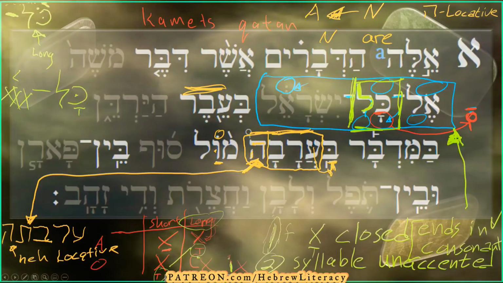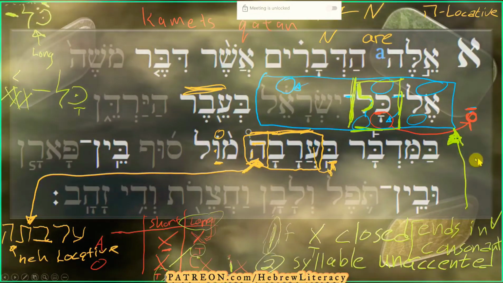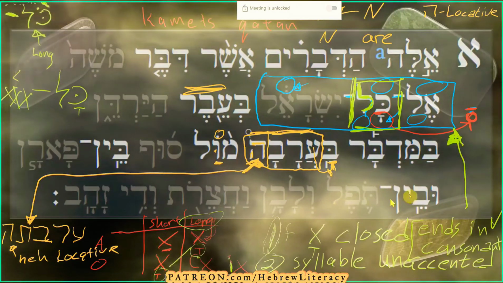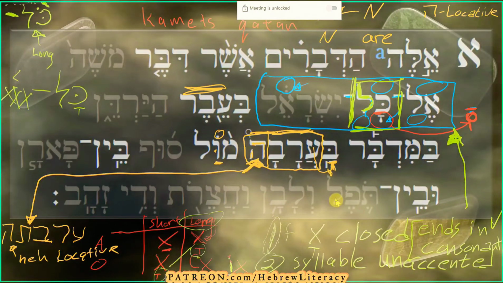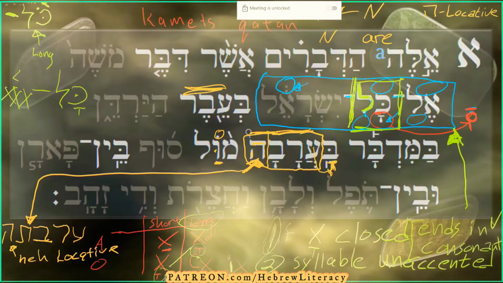Between. Between Paran and Tofel. Yes. We don't have to say between twice in English. Hebrew needs it twice, English doesn't care.